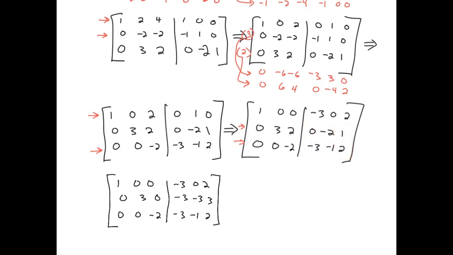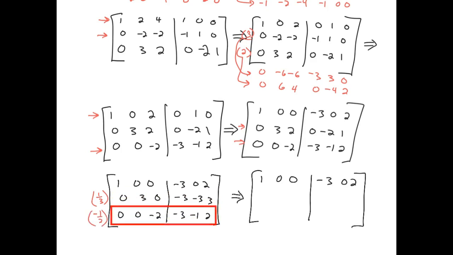Now it looks like I have my two triangles of zeros, so all I need to do to finish this is to get 1's in these two places. So I'm just going to multiply this row by 1/3, and I'm going to multiply the bottom row by -1/2. I'm going to get 0, 1, 0, -1, -1, 1, and for the last row I'm going to get 0, 0, 1, 3/2, 1/2, -1.